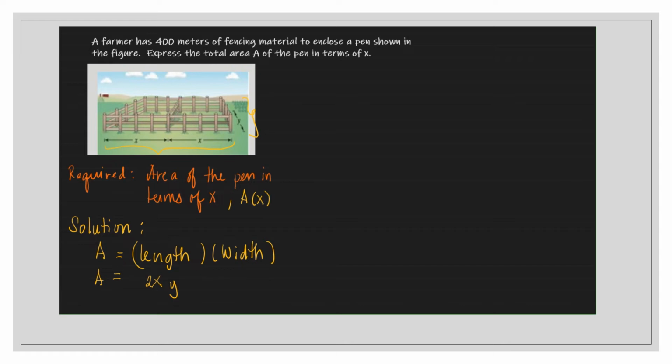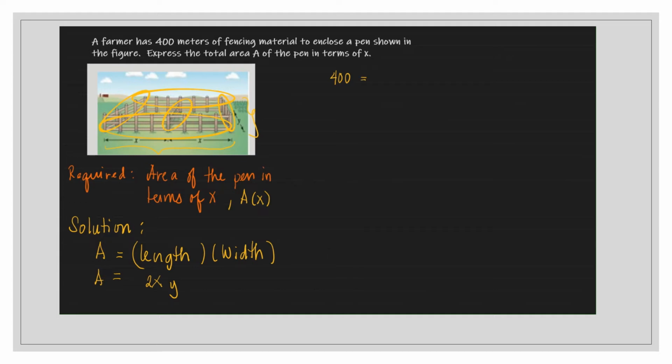Now, since we want our expression to be purely in terms of x, we need to find an expression for y in terms of x. So we will be using the given length of the fencing material, which is 400 meters. So 400 meters will be utilized to construct all these portions for the rectangular pen.